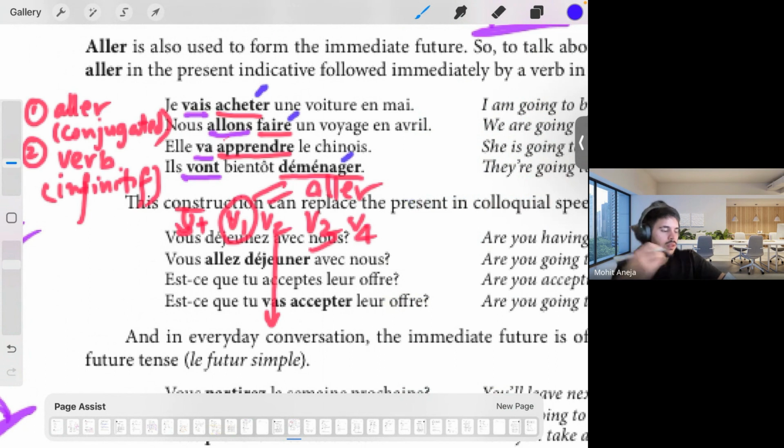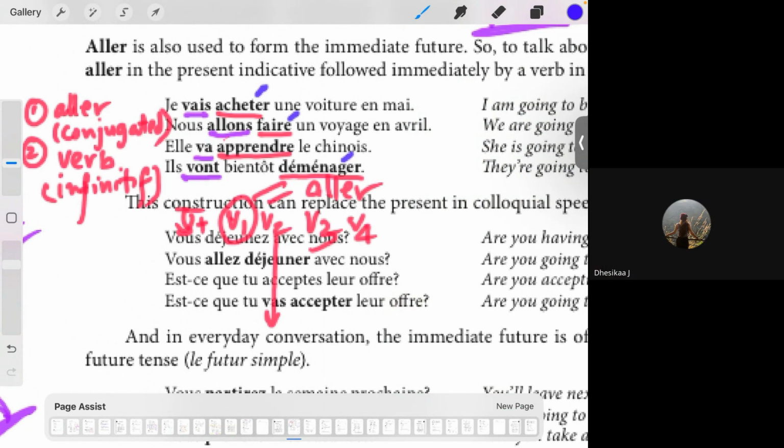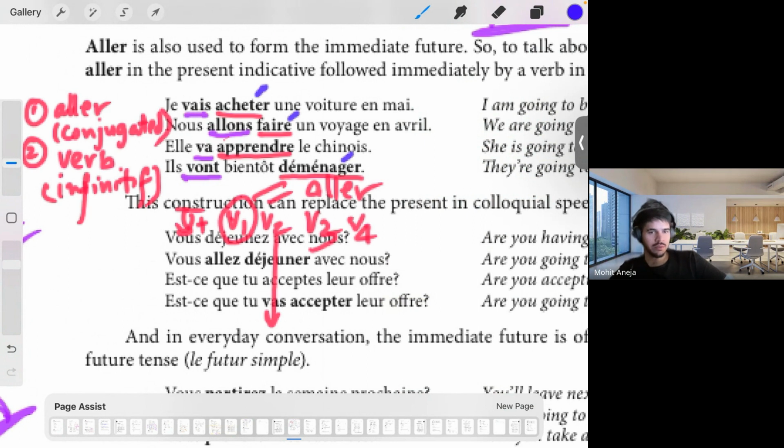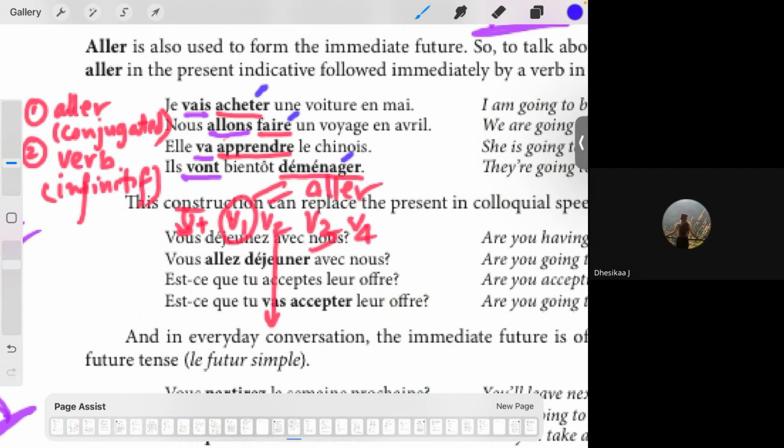Okay, so let's read these sentences out loud. Je vais acheter une voiture en septembre. Nous allons faire un voyage en avril. We are going to take a vacation in April. Elle va apprendre le chinois. Elle va apprendre le français, for example. She is going to start learning French or Chinese.